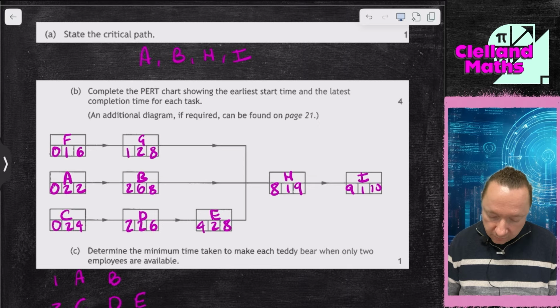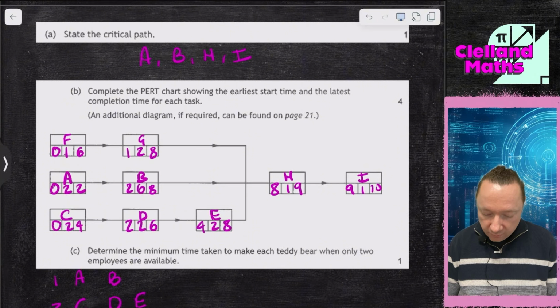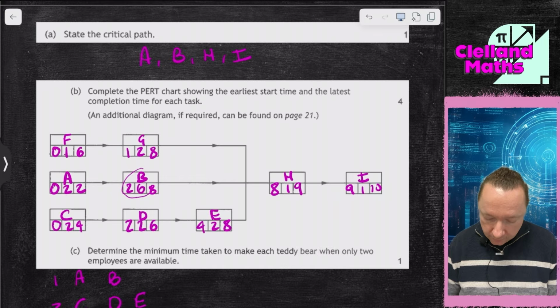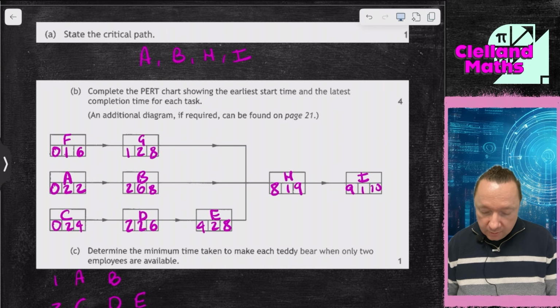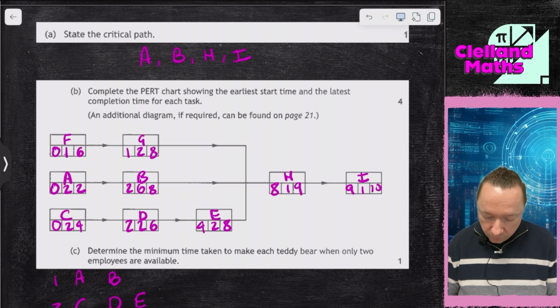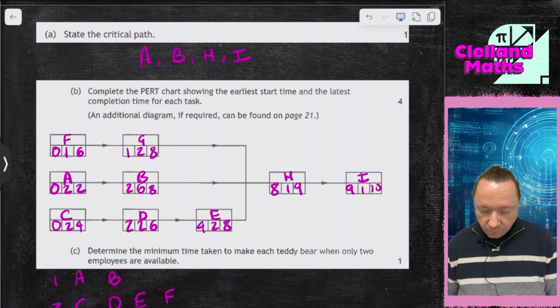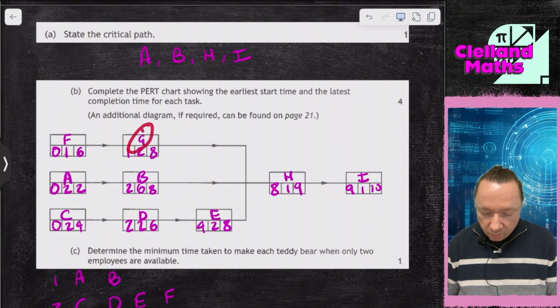And then what's left is F and G to be done. Well, employee 1 is still working on B. So there's no choice but for employee 2 to jump to F now. Now employee 2 jumps to F. So they're doing C, D, F. That's 2, 4, 5. An extra hour there. And then they do G.